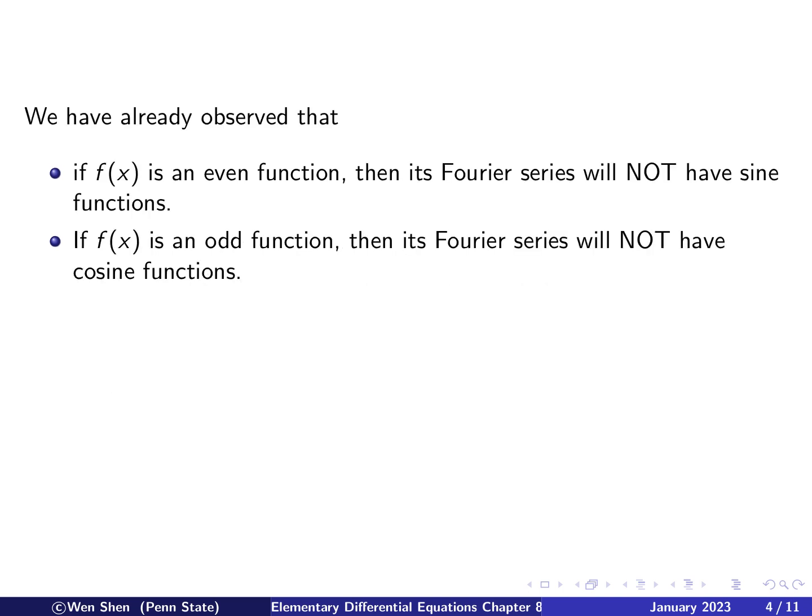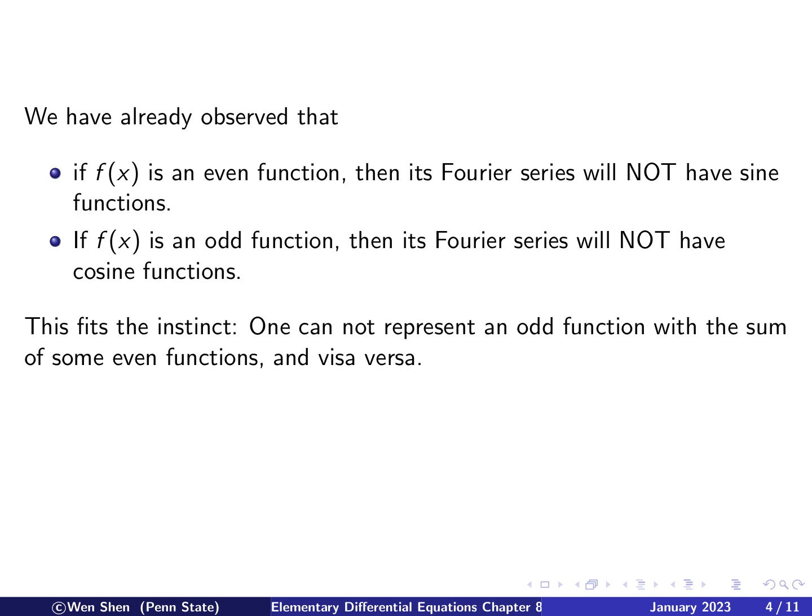Okay, let's collect a couple more observations we have made. If f is an even function, we have observed that the Fourier series will not have sine functions, which means it will only have cosine functions and the constant term. On the other hand, if f of x is an odd function, then the Fourier series will not have the cosine terms, meaning that the Fourier series will only have the sine functions.